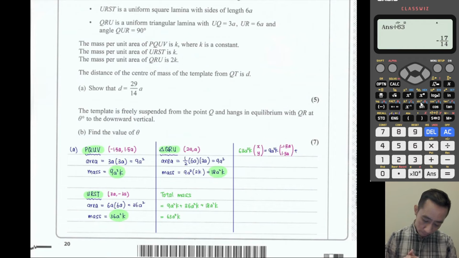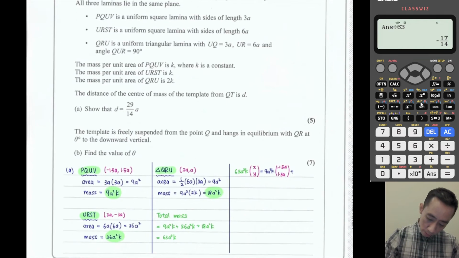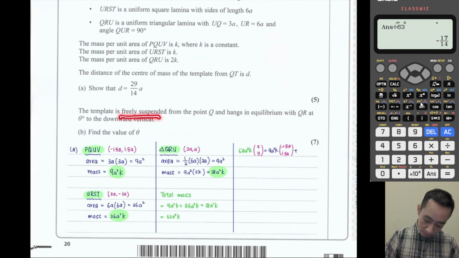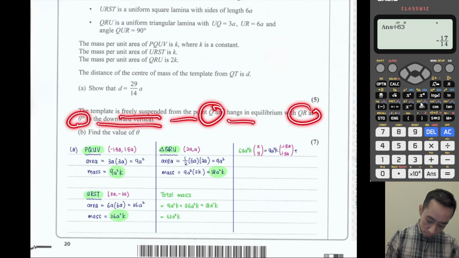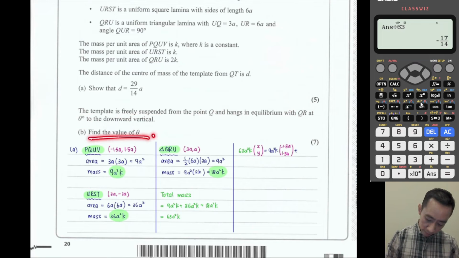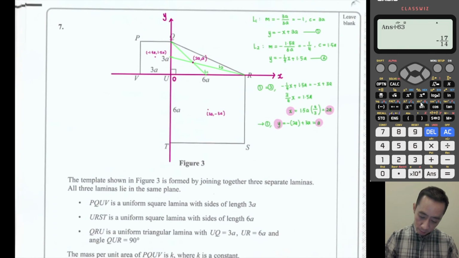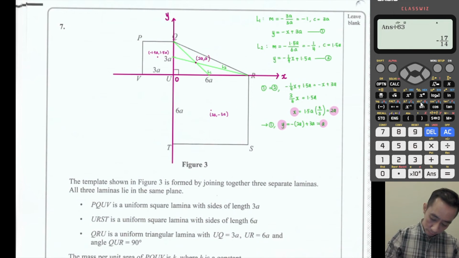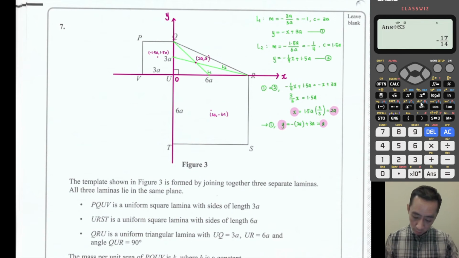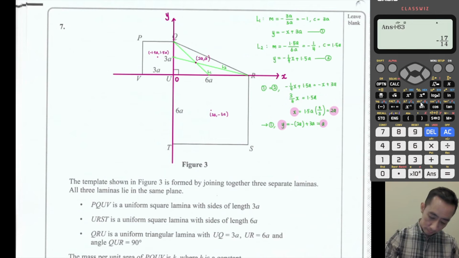Now, part B. We are told that the object is freely suspended from the point Q and hangs with QR at theta degrees to the downwards vertical. We are asked to find the angle here. So what am I going to do? Maybe I will need to copy this diagram here. Okay, so it's better to copy the diagram.